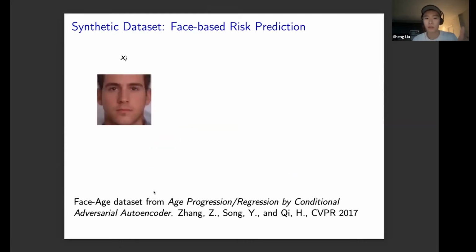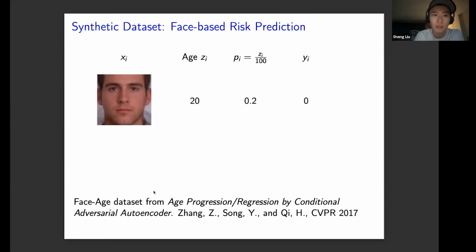Let's think of another example. We want to use a face image of a person to estimate the probability of this subject facing some health risk or something like that. We simulate this data set, because in such a way we have the ground truth probability. Otherwise, it's very difficult to do analysis. So we simulate this data set, and then I'll talk about some real world data sets as well.